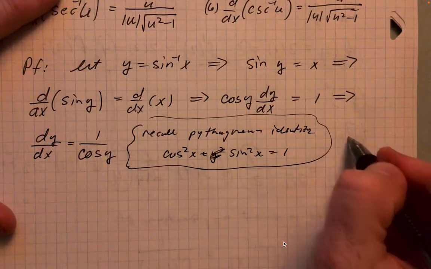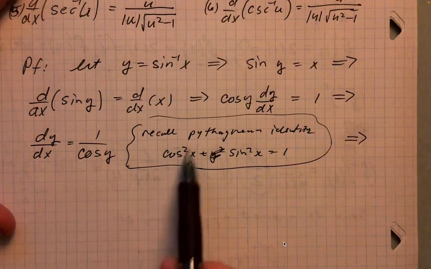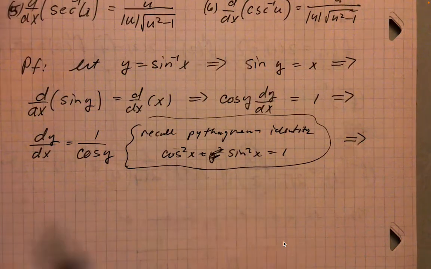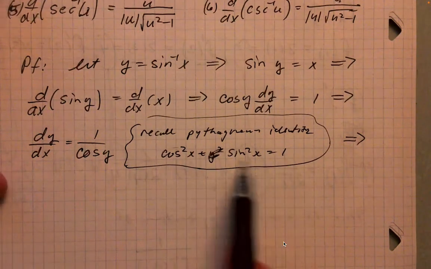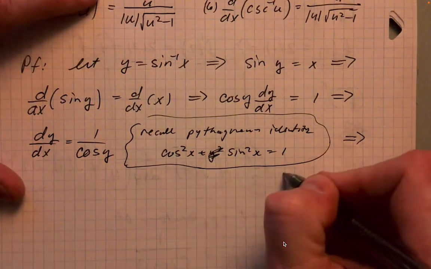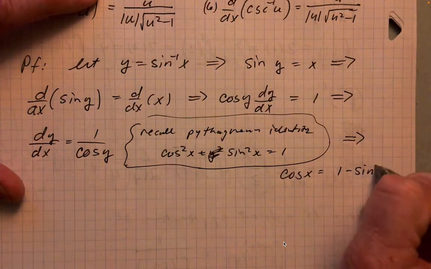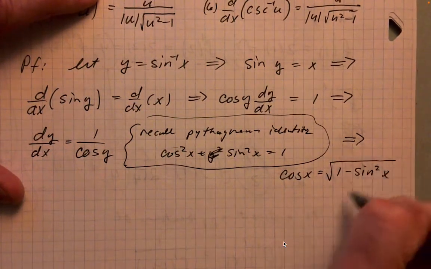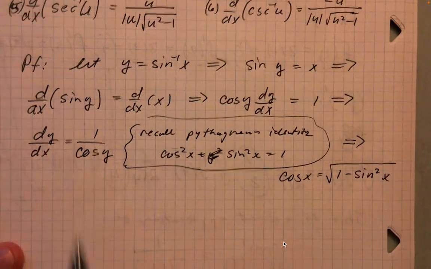And so cosine squared x plus sine squared x equals 1 implies that cosine of x would be equal to the square root of 1 minus sine squared of x. So let me just write that down here. Cosine of x equals the square root of 1 minus sine squared of x. So we want to use that fact here.